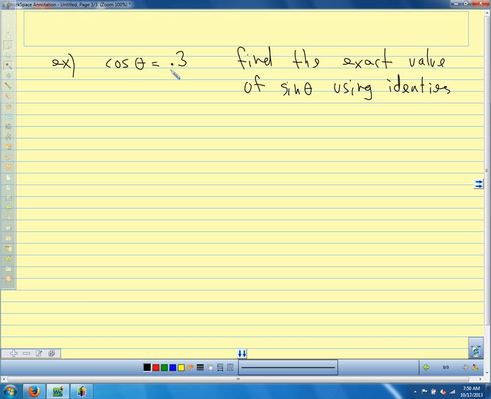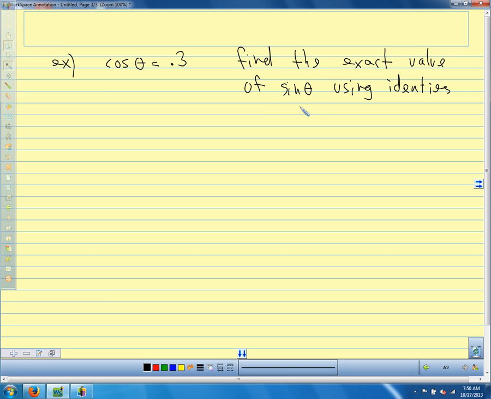Then how would we find the sine of the angle? Plug it in our calculator, right? So we could use the inverse cosine to find the angle and then take the sine of that angle to find the sine of the angle. So that's one way we could do it if we didn't have to use identities, if we didn't want to find the exact value. Well, we're going to find the exact value using identities.